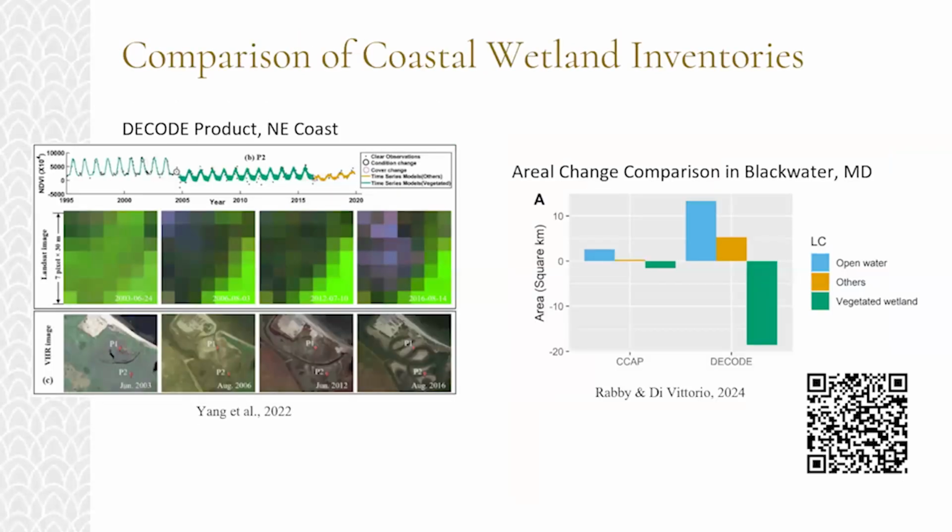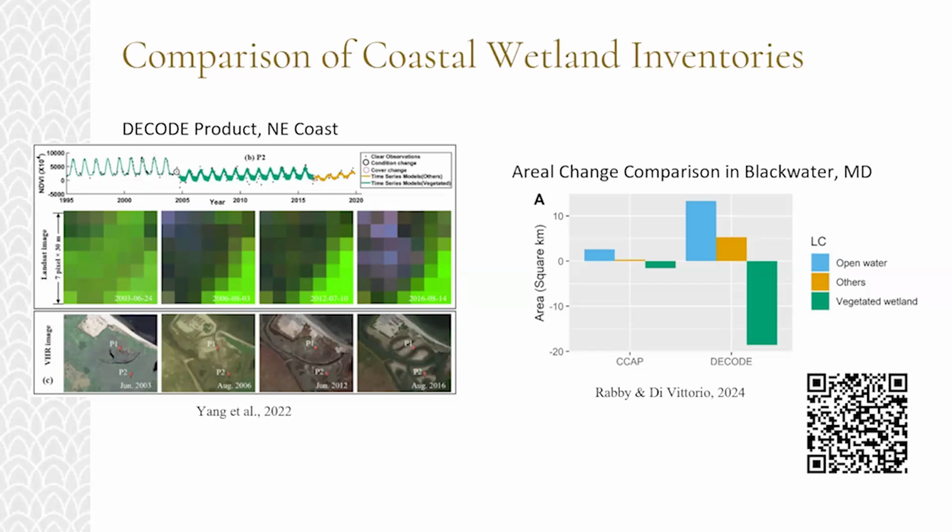And then pretty soon after we started our project, another new product came out called DECODE, and this was produced over the Northeast coast. I think they might have extended it, but they used a more holistic time series-based approach for looking at wetland changes over time, which is a similar approach to what we are also planning to use. So when this came out, we stopped and decided to do a comparison between all these existing products to understand their similarities and differences in the context of change detection, because we're really looking at marshes that are changing and eroding and going into the ocean.